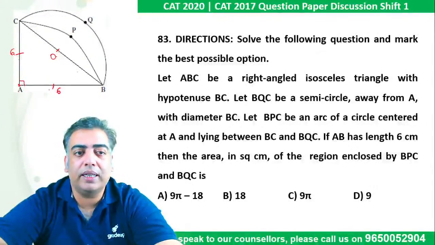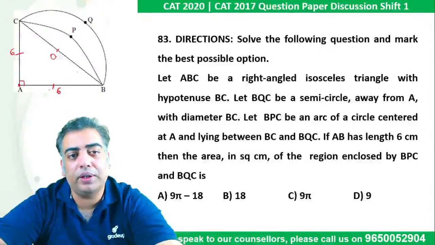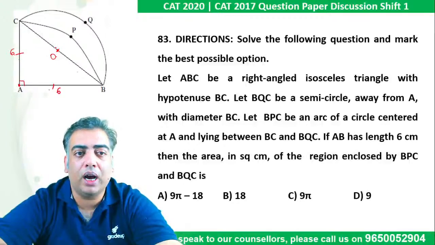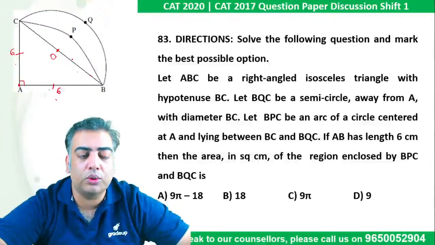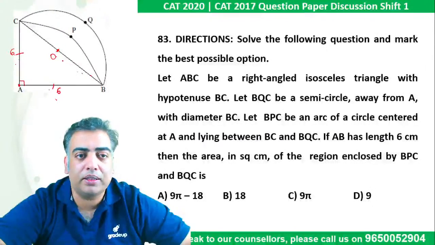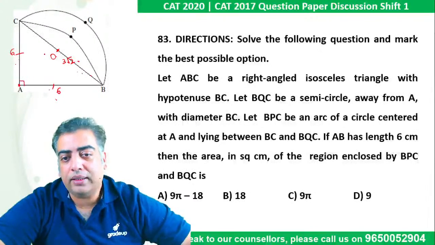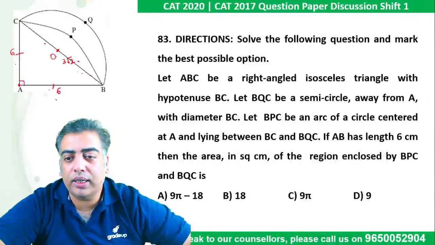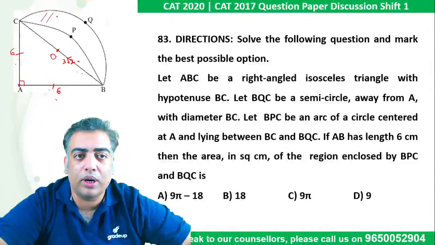Alright, so effectively we can say the circle which is centered at A has a radius of 6, which is this BPC. On the other side, when we talk about another circle which is centered at O, its radius will be half of BC. So this is 6, this is 6. This total length comes out to be 6 root 2. Half of the same will be 3 root 2. Then the area in square centimeter of the region enclosed by BPC and BQC is. So we are required this area.